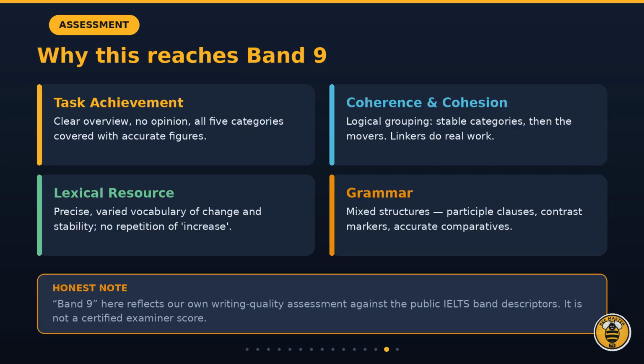Why this reaches Band 9. Task achievement: a clear overview, no opinion, all 5 categories covered with accurate figures. Coherence and cohesion: logical grouping, stable categories, and then the movers, with linkers doing real work. Lexical resource: precise, varied vocabulary of change and stability. Grammar: mixed structures, participle clauses, and accurate comparatives. And an honest note. Band 9 here reflects our own writing quality assessment against the public IELTS band descriptors. It is not a certified examiner score.